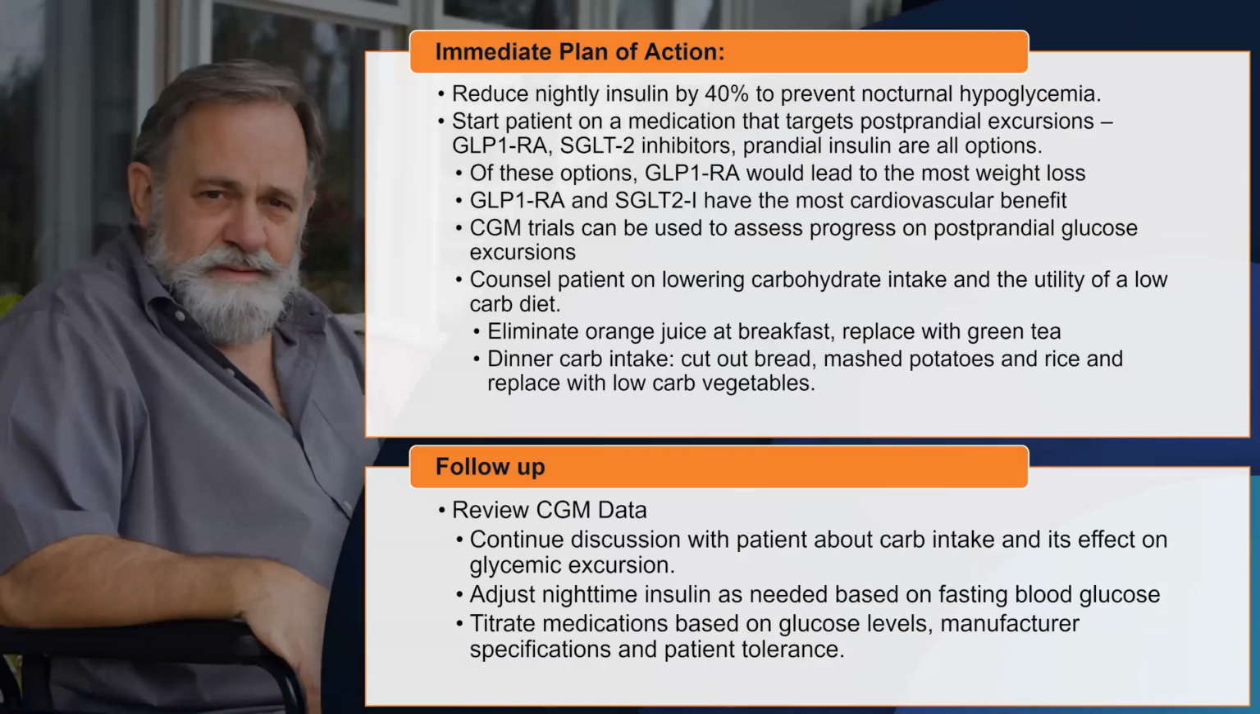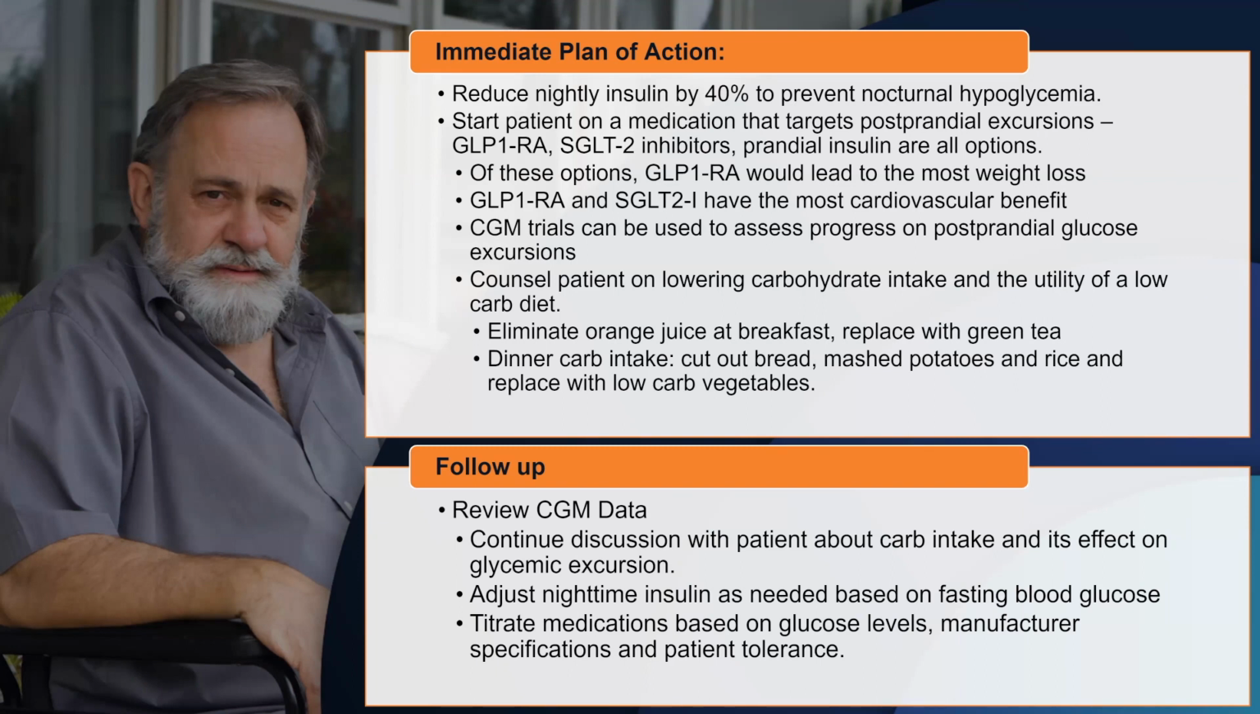So our immediate plan of action was to reduce his insulin by 40% to prevent those episodes of nocturnal hypoglycemia that he was experiencing almost every night. Additionally, to address the fact that we're now giving him much less insulin and that his daytime sugars were so high, we need to start him on another medication to help with those postprandial excursions. We have choices of GLP-1 receptor agonists or SGLT2 inhibitors. And additionally, we could do a short-acting preprandial insulin, but we're really trying to get him off of his insulin, so we don't want to use that one.